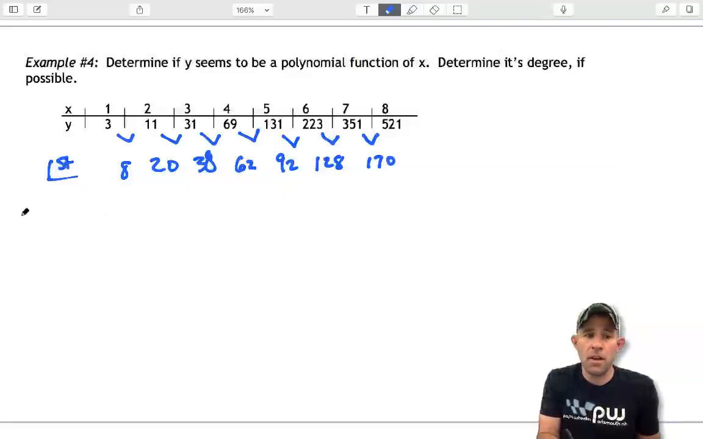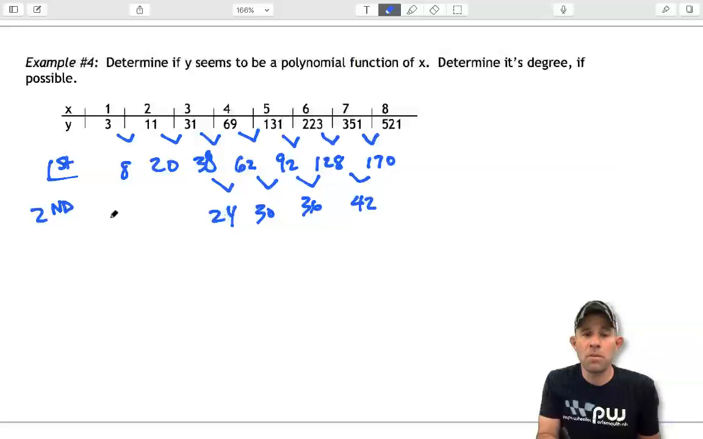They are not constant values. Let's try our second differences. So again, I'm going to subtract these values. 170 minus 128 gives me 42. 128 minus 92 is 36. 92 minus 62 is 30. And 62 minus 38 is 24. What you might be noticing is that these second differences are not the same, but our third differences will be.